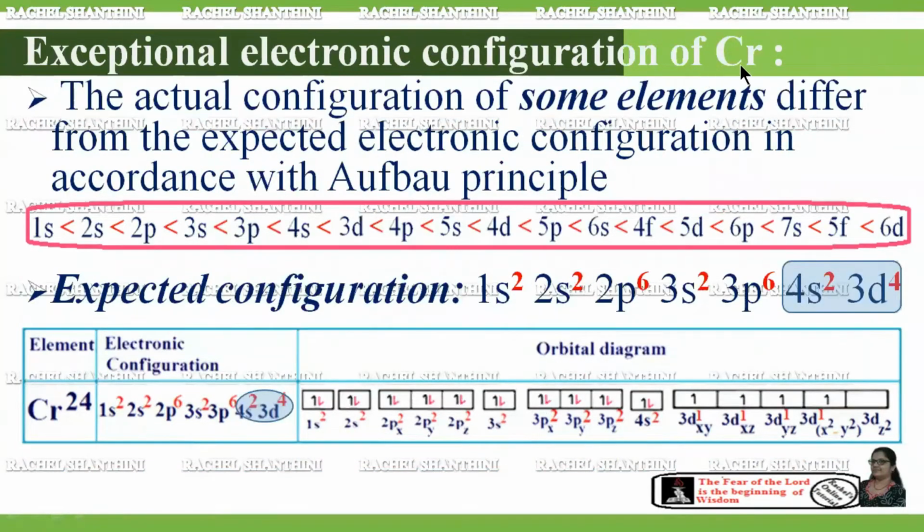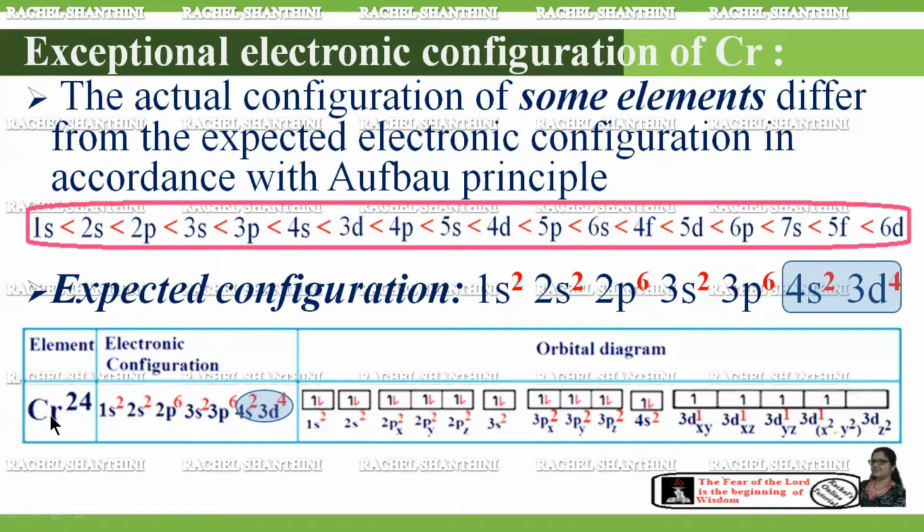The electronic configuration of chromium is very peculiar. So now we are going to see the exceptional electronic configuration of chromium. The actual configuration of some elements differs from the expected electronic configuration, which is in accordance with the Aufbau principle. Chromium has 24 electrons.